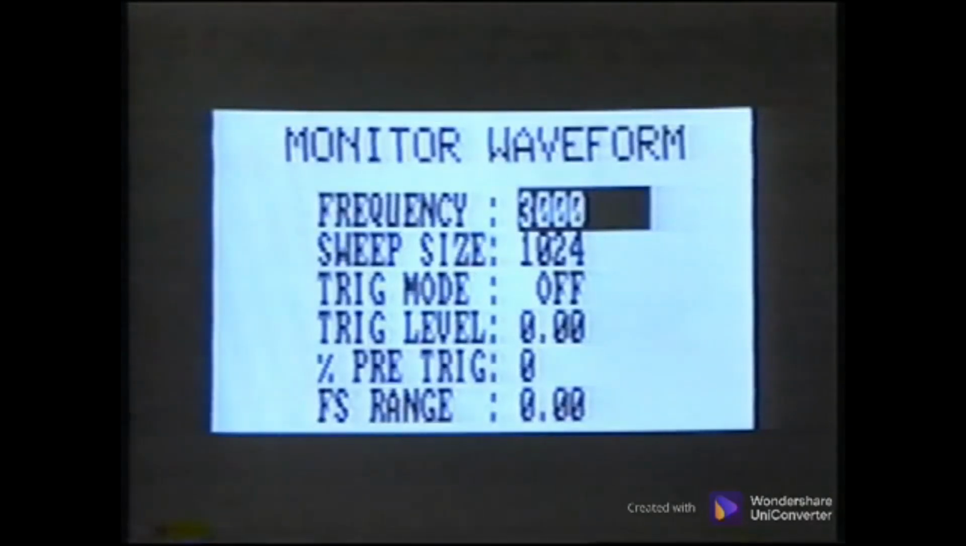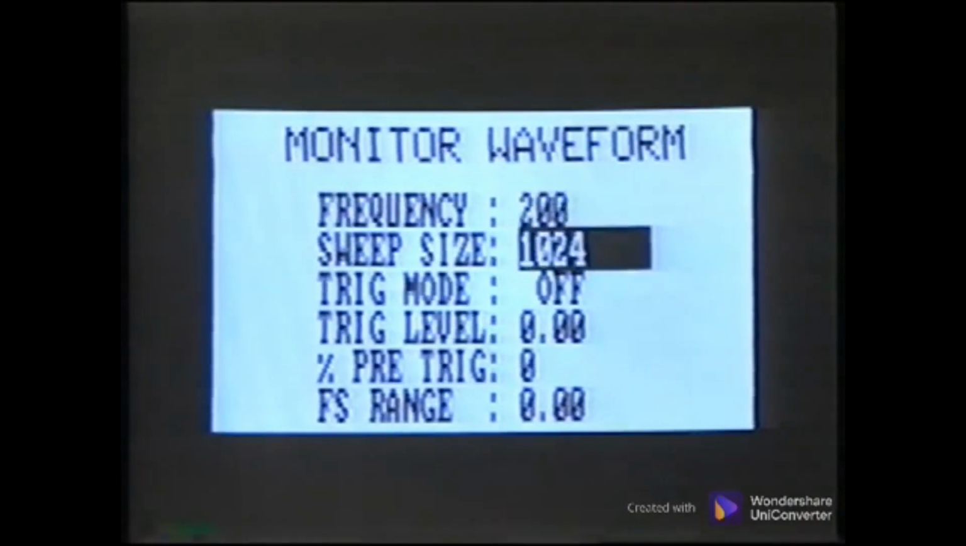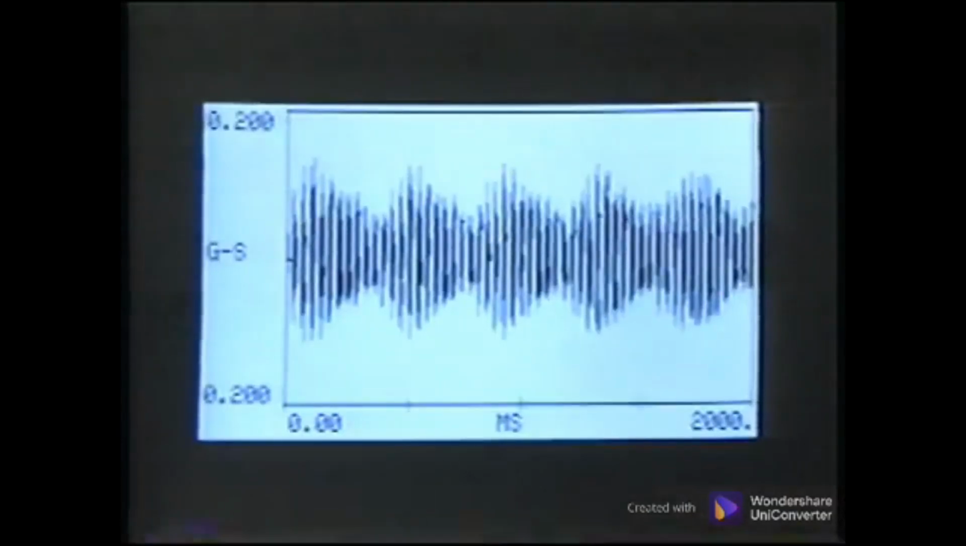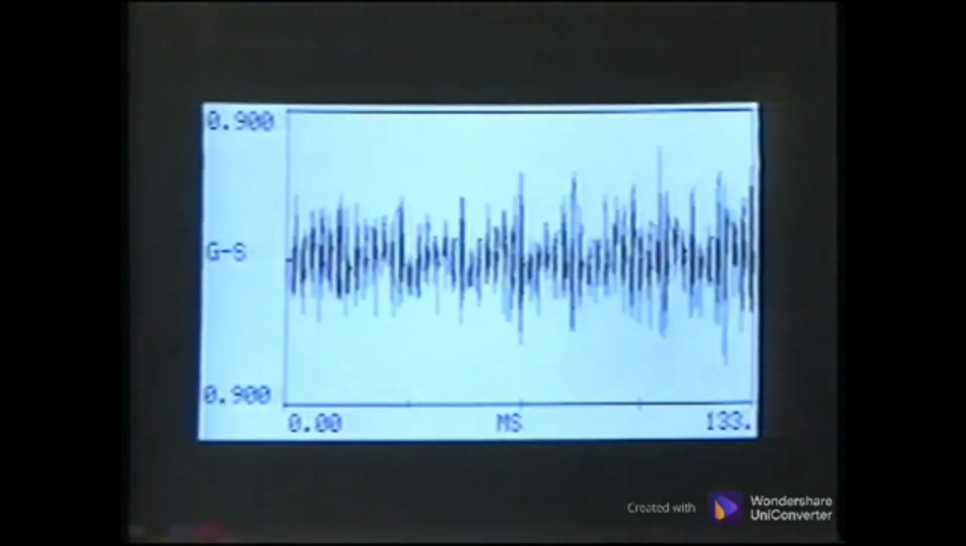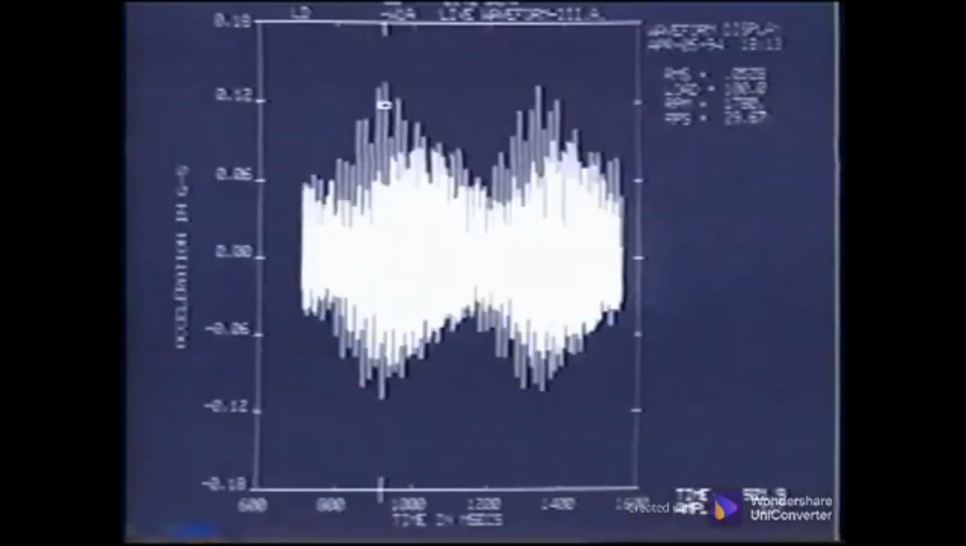If the maximum frequency is set to 200 hertz and the sample size remains at 1024 points, then the time in the waveform is a full 2 seconds. This new waveform data from the same machine running in the same condition shows much more information. There is a repetitive cycle occurring approximately 5 times during the 2 seconds. This was not evident in the waveform that had a maximum frequency of 3000 hertz.